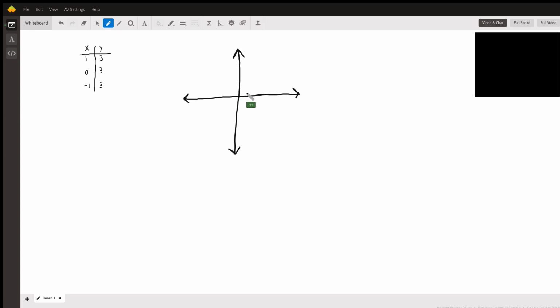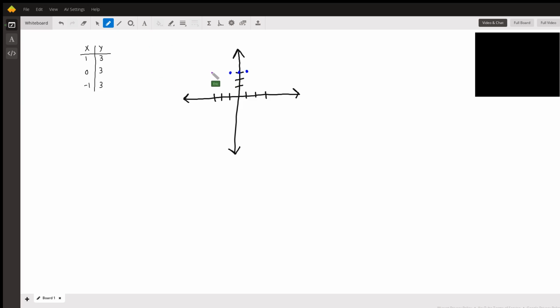If we plot these points, we're going to have 1, 3, so over 1, up 3. 0, 3, so over to the right 0, and then up 3. And then -1, 3, over -1, up 3. And then we have 3 points. Now notice that these points lie along a line.